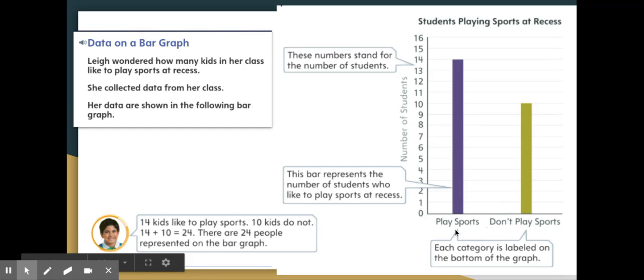Notice at the bottom that each category is labeled at the bottom of the graph. That's important so someone else looking at your graph knows the information that you're showing. Here's what Lee noticed from the graph. 14 kids like to play sports. 10 kids do not. 14 plus 10 equals 24. There are 24 people represented in this bar graph altogether. So anytime you want to find out how many altogether, just add up the totals for each bar.